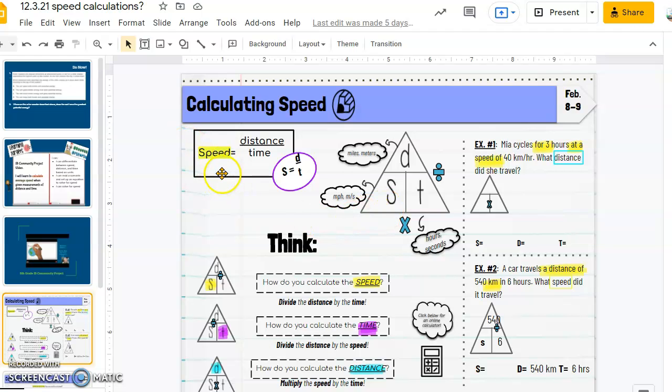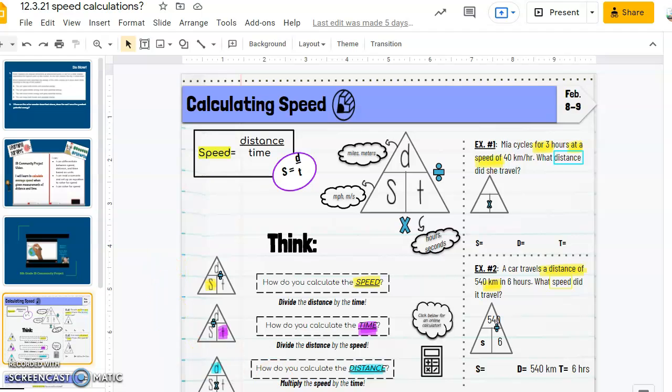So here we're going to start with speed is equal to distance over time. And as you look, distance is measured in things like miles, meters, kilometers. And we measure speed in miles per hour, kilometers per hour, meters per second. If you notice, there's the word per, like each. And time could be hours or seconds. So that's kind of cool.